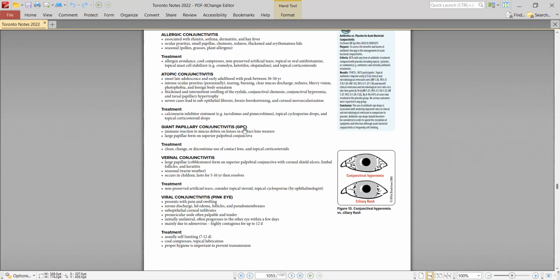GPC is seen in contact lens wearers. Atopic conjunctivitis has late onset in adolescence or early adulthood. Intense ocular pruritus, tearing, burning, redness, blurry vision, photophobia, foreign body sensation. The eyelids become thick with intermittent swelling, conjunctival chemosis. In severe cases, it will lead to fibrosis.